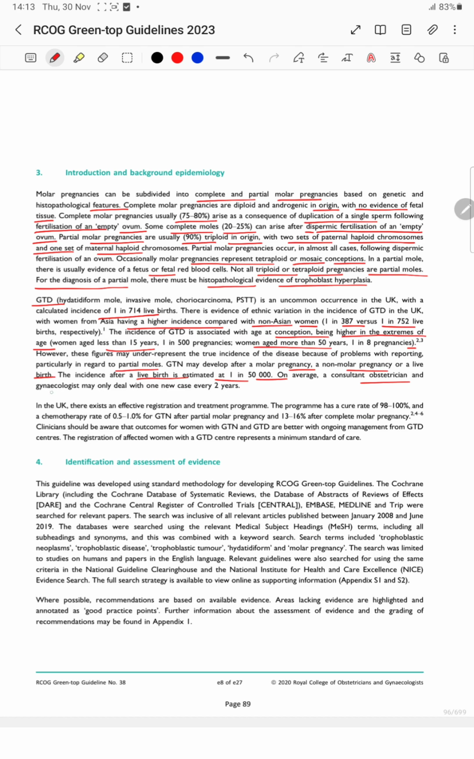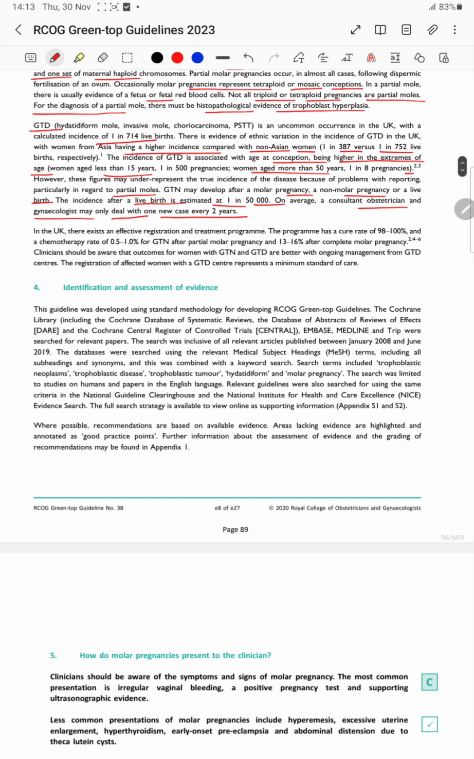A consultant obstetrician and gynecologist may only see one new case after 2 years. In the UK, there exists an effective registration and treatment program. The program has a cure rate of 98 to 100%, and a chemotherapy rate of 0.5 to 1% after a partial mole pregnancy, and 13 to 16% after a complete mole pregnancy. Clinicians should be aware that the outcome for women with GT and GTD is better with ongoing management by GTD centers, and registration of the affected women with a GTD center represents a minimal standard of care.